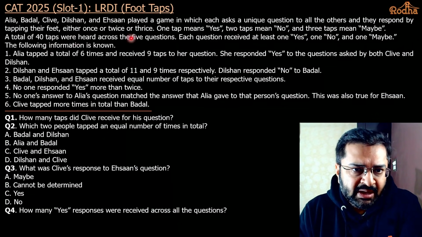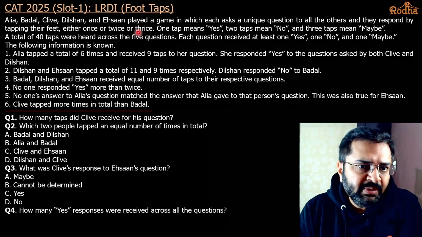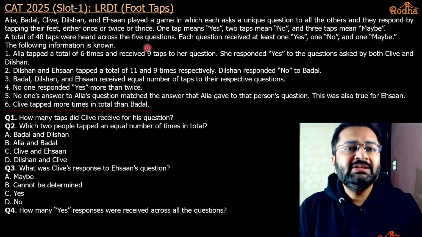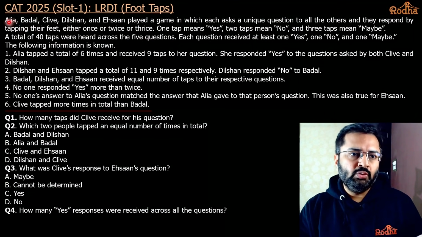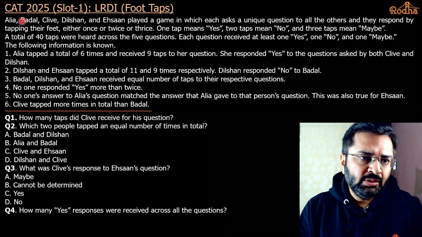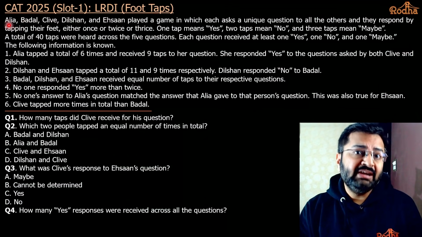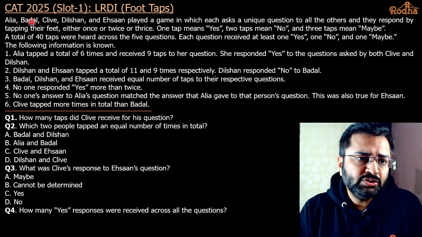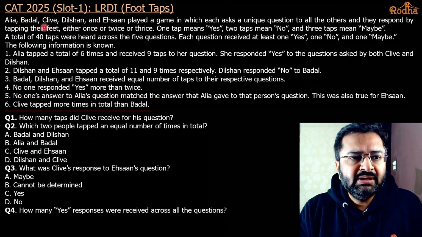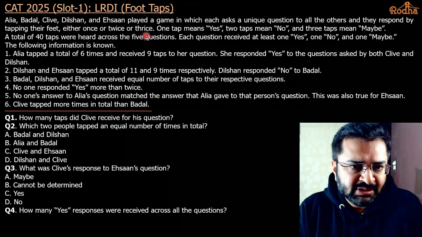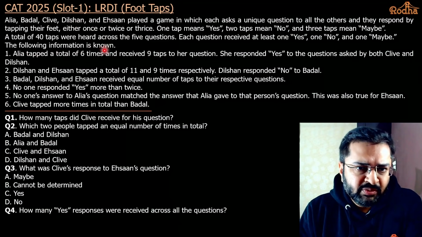So this yes would mean 1 tap, this no would mean 2 taps, and this maybe would mean 3 taps, right? And this is obvious because there are 5 people here. Each question would be answered by 4 people. Why? The one asking the question would get a response from 4 others. So if Alia asks a question, the response would be given by B, C, D, E, Badal, Clive, Dilshan and Ehsan. This is how it's going to work. And some information is given.